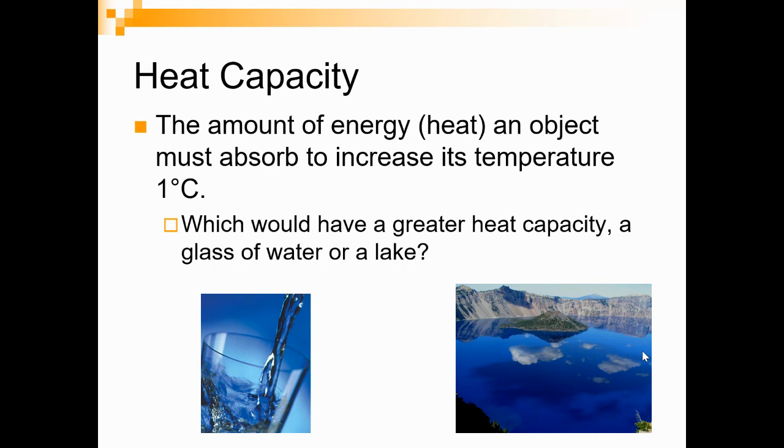Well, hopefully you said it would take a lot more heat for the lake to raise 1 degree Celsius than for the glass of water to raise 1 degree Celsius. And that's because there's a lot more water molecules that you have to heat up to get moving faster by 1 degree Celsius in the lake than there are in the glass of water. So we say that the lake has a greater heat capacity, a greater ability to absorb heat without changing its temperature. The water can't gain as much heat without changing its temperature. So heat capacity relates these two things, this idea of heat and the idea of temperature change.